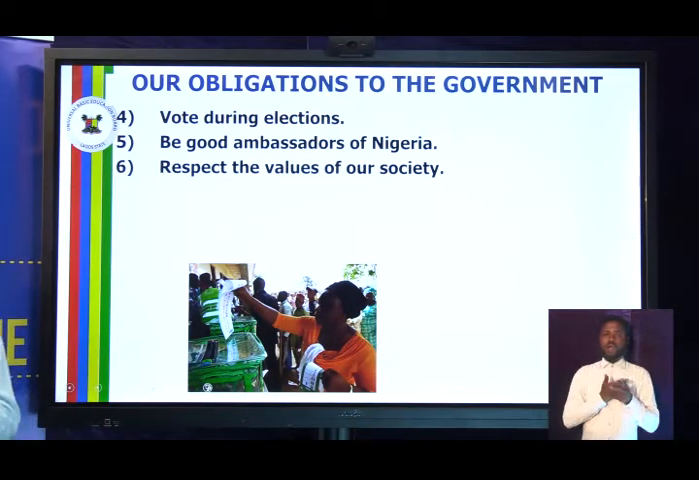Next is respect the values of our society. Every society has their own values. We have things we cherish so much, our customs, our tradition, and what we believe that we cannot toy with. You have to really respect them.